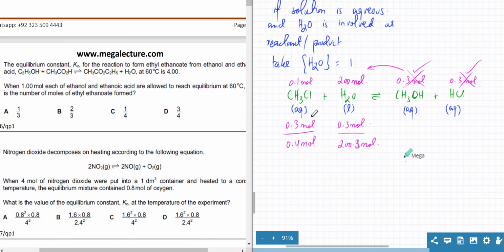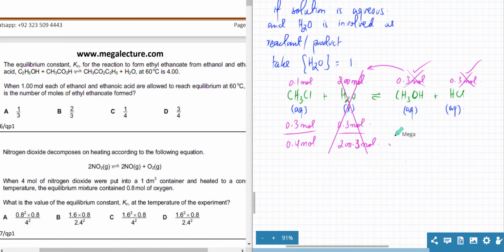The water amount doesn't really matter whether the equilibrium shifts backwards or to the right. The water is in such large excess that its quantity is almost constant. 200 moles and 200.3 moles are almost exactly the same. Which is why, since water is not changing its concentration because it's in large excess, you don't write it in the expression. Is that point clear?